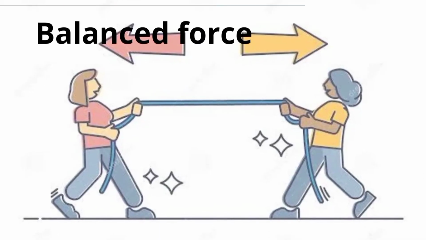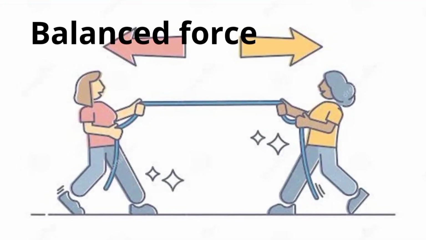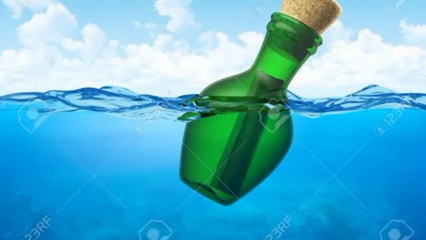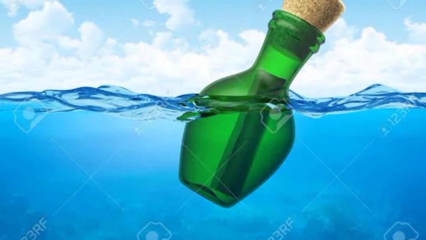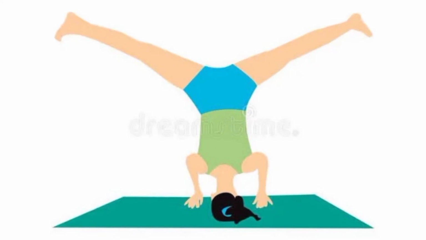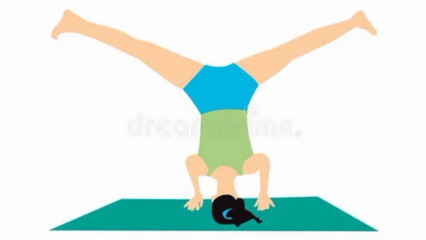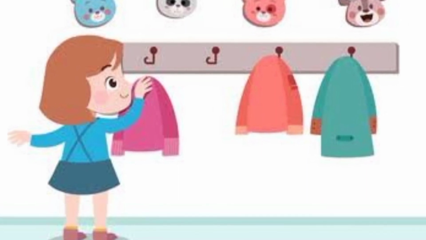Brings us to talking about balanced and unbalanced force. A balanced force are forces that are equal in size and opposite in direction, meaning for a force to be balanced, the two sides have to be equal. Examples of balanced force: an object floating in water without sinking, a tug of war game with neither side winning, doing a headstand without falling, a person standing still or sitting, a jacket hung on a coat hook.